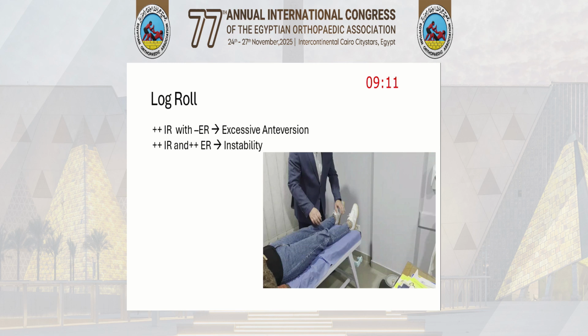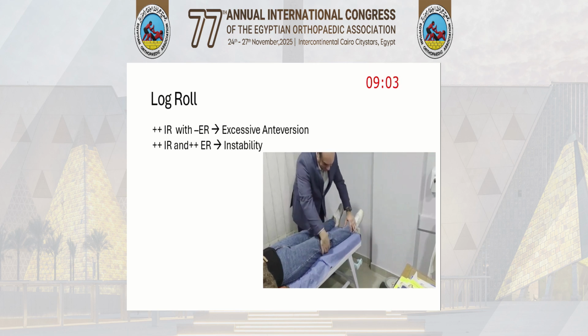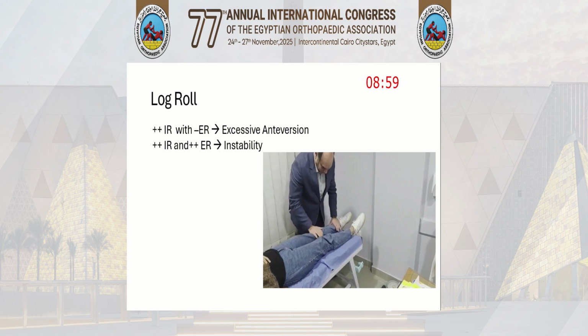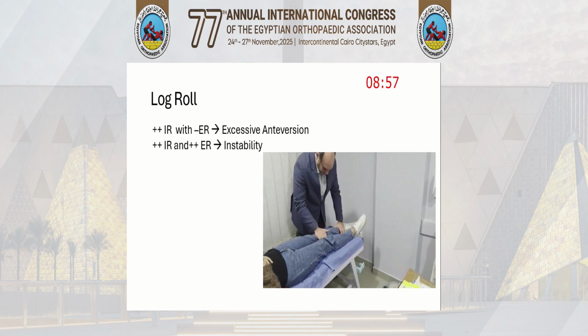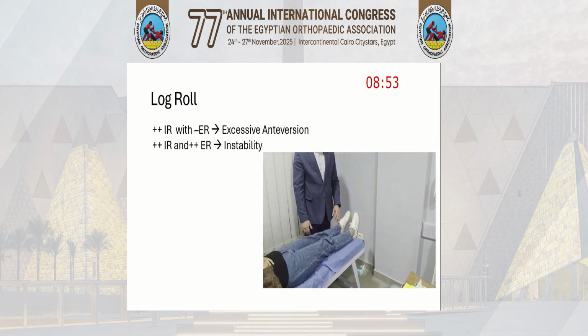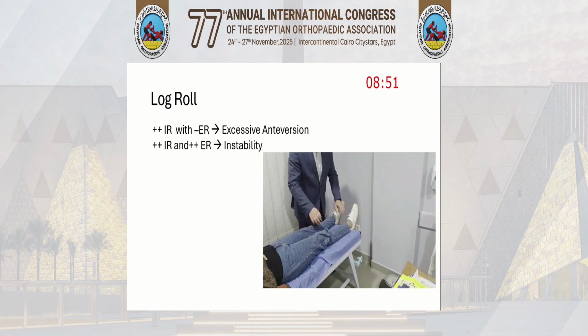Log roll is a very important test, and it's basically testing the range of motion in the supine position. So you test it in internal and external rotation. If you have limitation of external rotation and abundance of internal rotation, this could be femoral anteversion. But if you have an abundance of external and internal rotation, then this could be instability, whether due to dysplasia or due to capsular or ligamentous laxity.